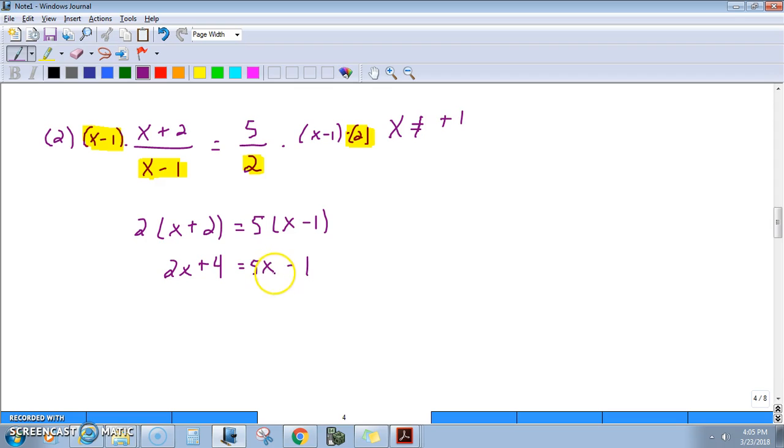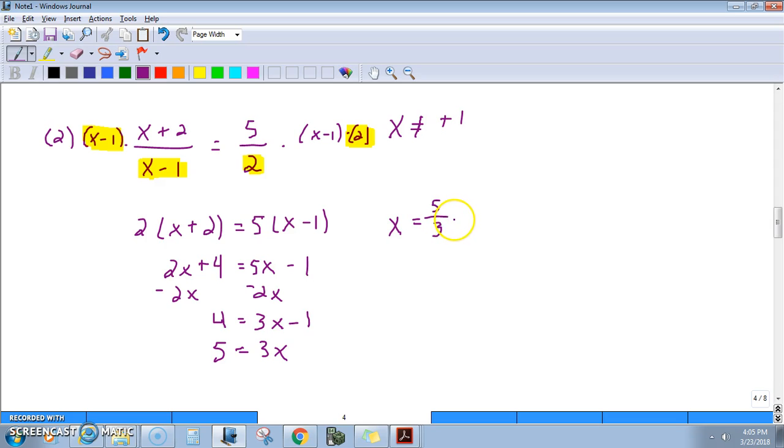And we need to combine our like terms. I'm going to subtract 2 x's from both sides. I now have 4 is equal to 3x minus 1. If I add 1 to both sides, I get 5 is equal to 3x. So x must be equal to, if I divide both sides by 3, 5/3. And remember, when you're taking the SAT, you must bubble in the sheet as 5/3.